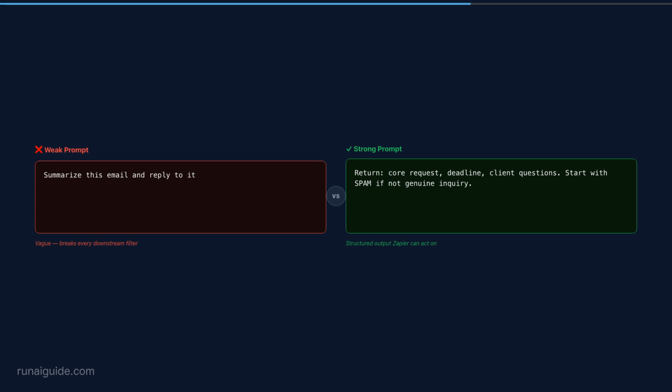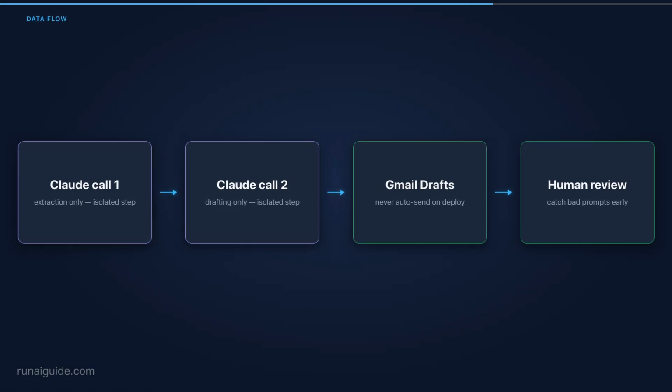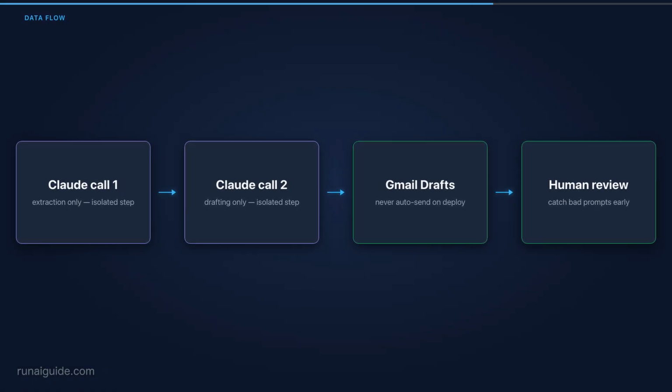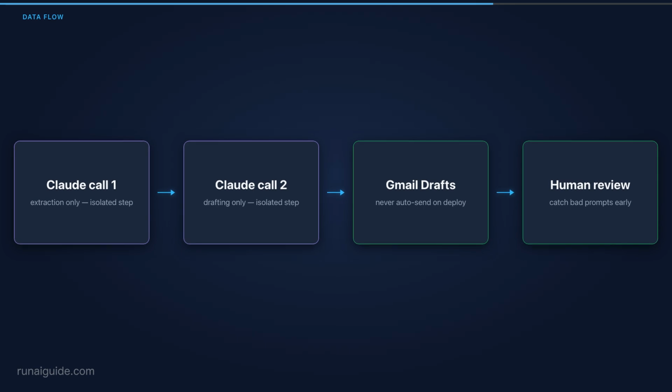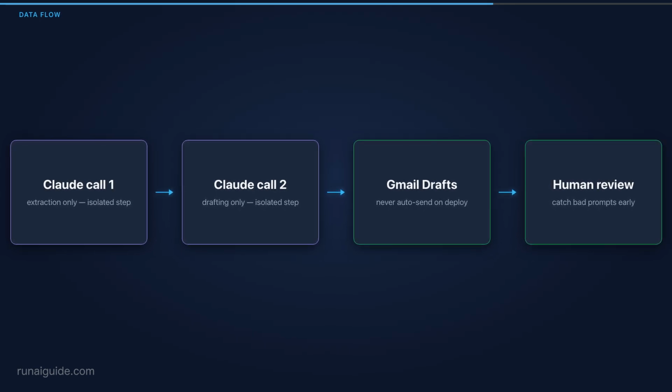Keep the 2 Claude calls separate. One for extraction, one for drafting. It's tempting to combine them to save API calls, but if something breaks, you'll have no way to tell which step failed.